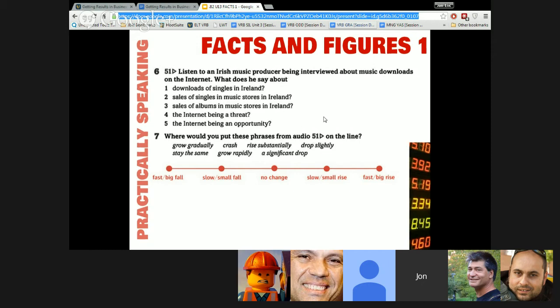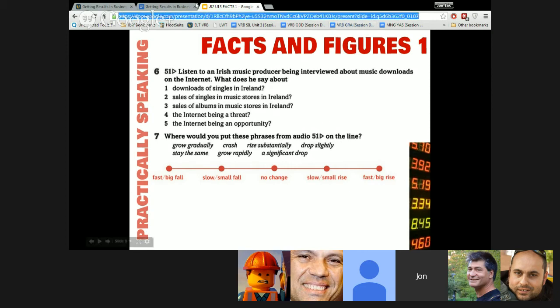Okay. Well, they're certainly not down. That's true. I don't know if they're up, but they're certainly not down. I suppose the internet cut the sales in these music stores. Exactly. So the sales figures have been cut. What he says exactly is album sales haven't crashed like they did in the UK.